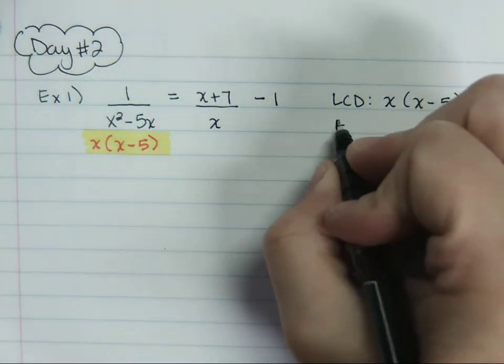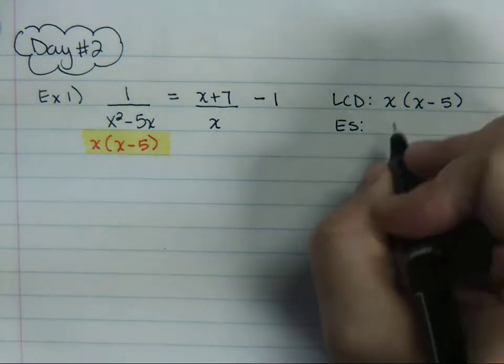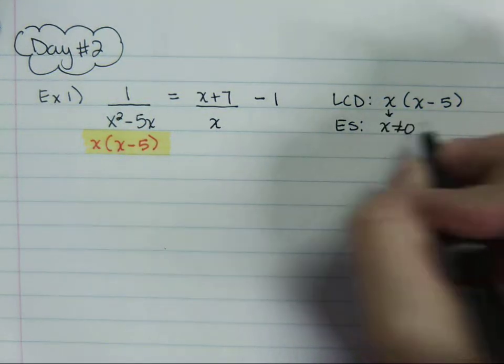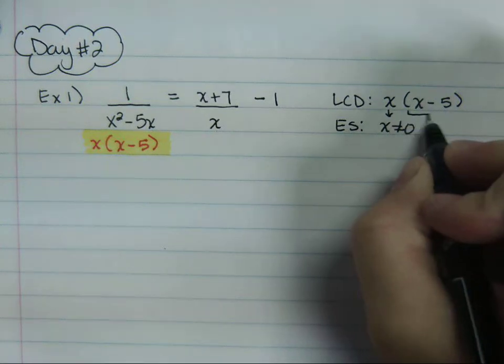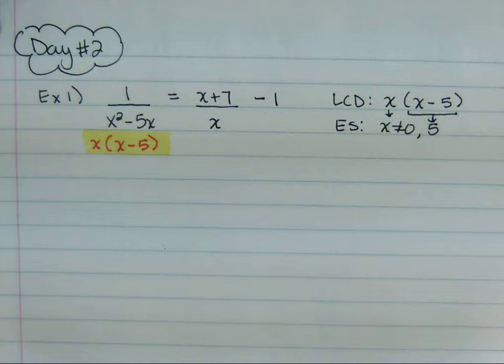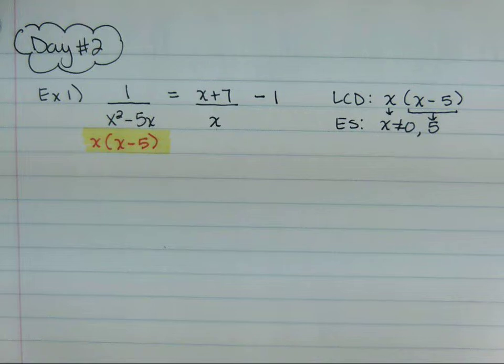So for my extraneous solutions, I have 2. From the first factor, x is not allowed to be 0. And from this binomial factor, x is also not allowed to be a positive 5. So as long as I don't get those 2 values in my solution, I'm set. My solution is going to work.